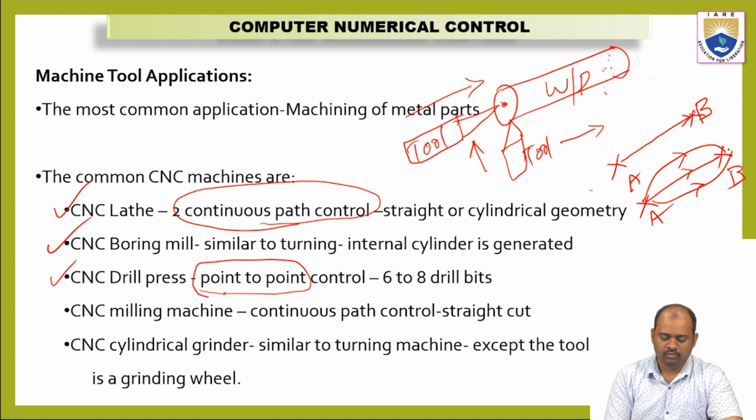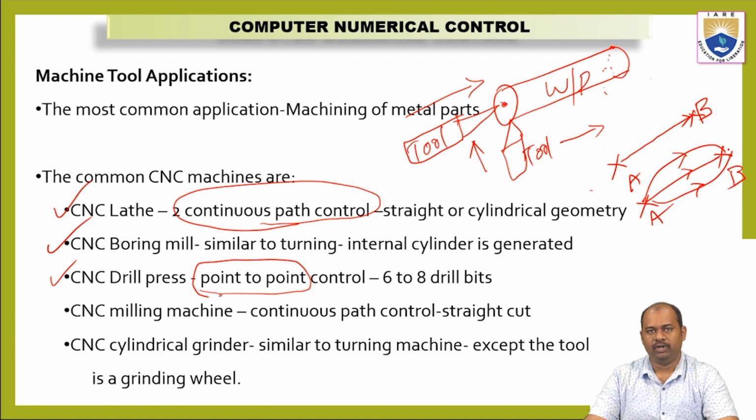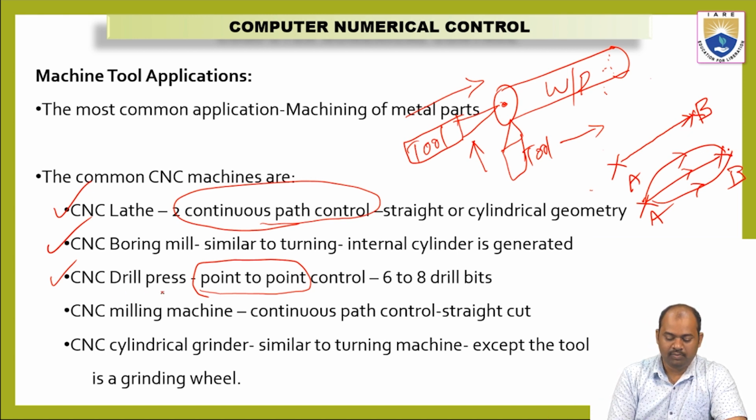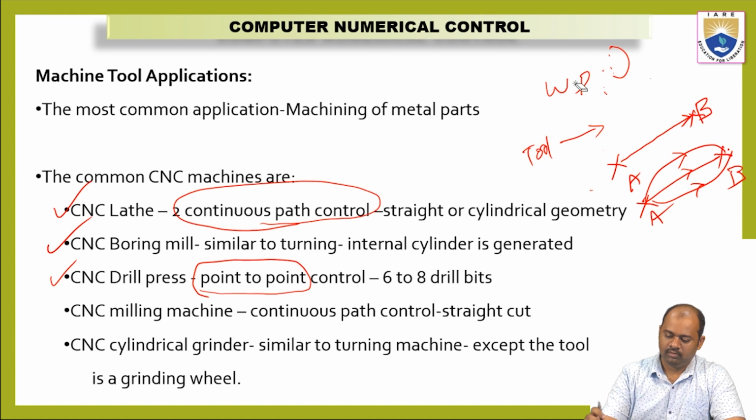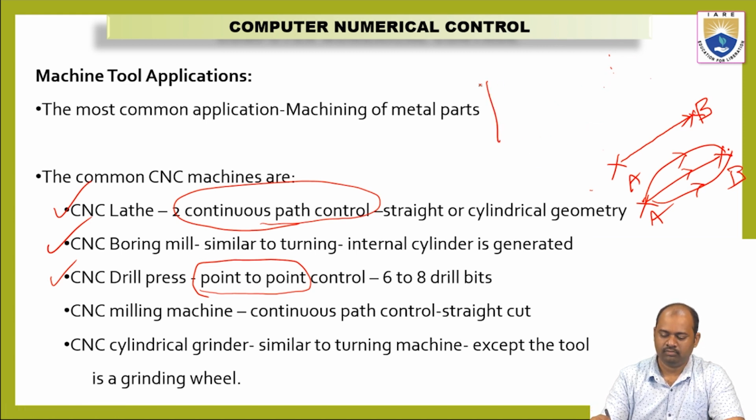Okay. Now we have understood what is point-to-point control. I have to move the tool from point A to point B without considering the path. Now, in a CNC drill press, where we are making holes, mostly drilling machines are used for making holes in the object.